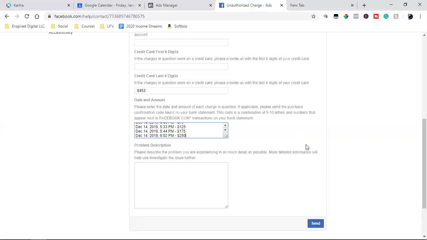Okay, so problem description. Please describe the problem you are experiencing in as much detail as possible. Okay, so all transactions listed are 100% fraudulent. I don't own a black car. I never ran ads for this Mazda car. I have no idea who this is.